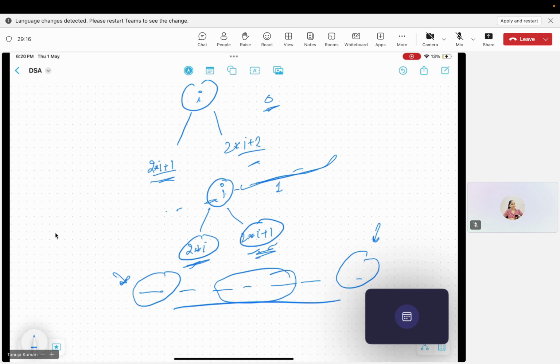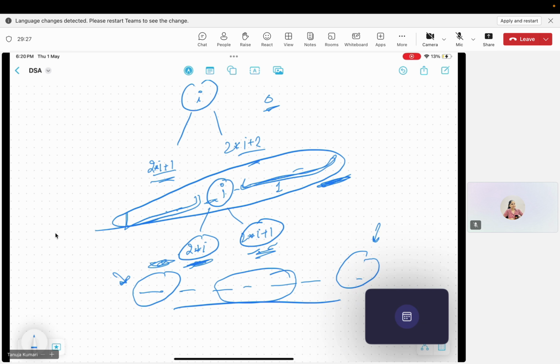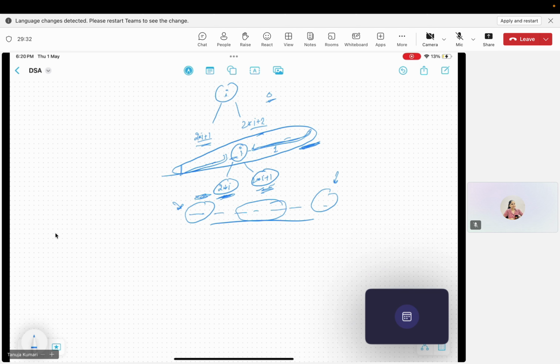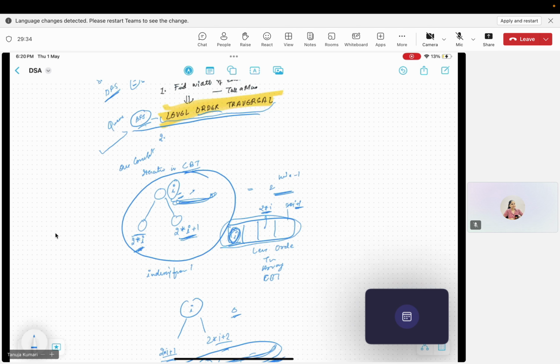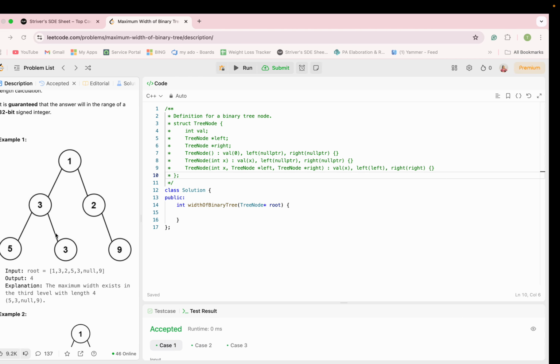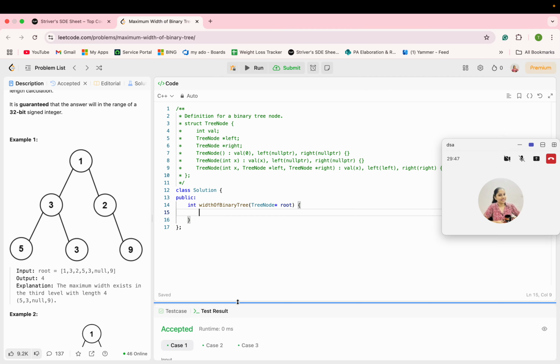So here, if there would have been more instances, or here there would have been more instances, the total number of instances would be 2 cross I, and therefore the next element would be 2 cross I plus 1. If there are instances here, there are instances here, this would automatically be 2 cross I, and 2 cross I plus 1 would be the right child. So for finding out the width at every level, we will have indexes. So every level width will be right index minus left index plus 1. That will be the width of each level. We will take a max of that.